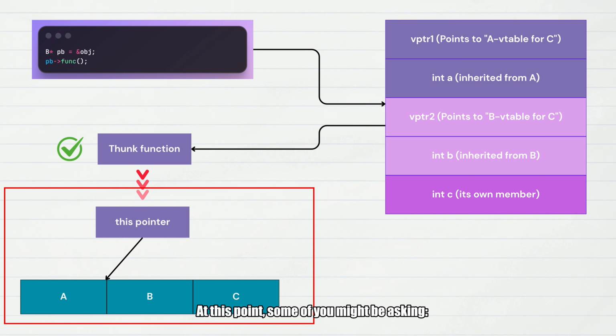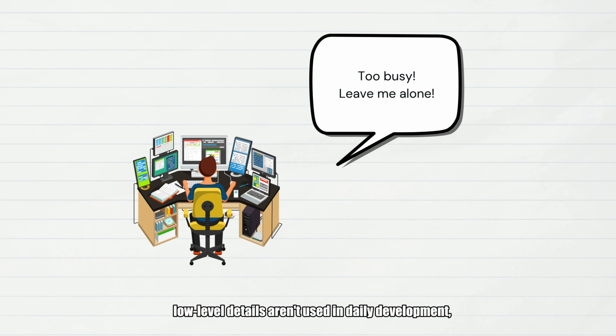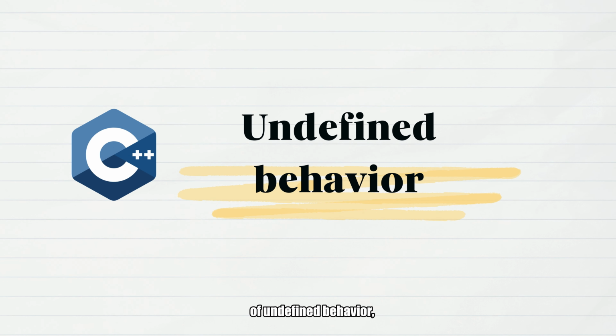At this point, some of you might be asking, these low-level details aren't used in daily development, right? Does it matter whether we know them or not? If you've ever done any of the following, I want to tell you seriously, you've already stepped into a minefield of undefined behavior, and your misunderstanding of the this pointer is the fuse that can detonate these mines.